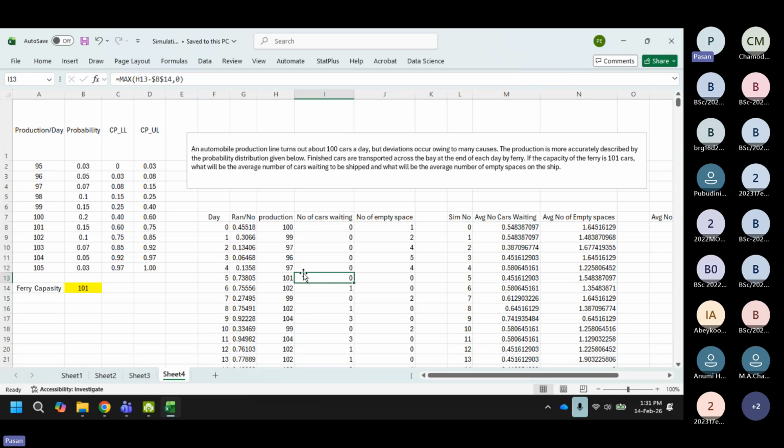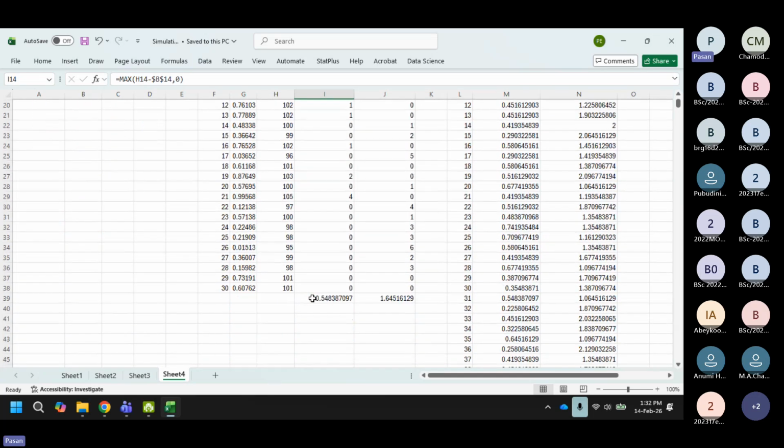So until that 101, nothing is waiting there, right? And if it is 102, then it's waiting one. So 104, it is waiting three. So we can take the difference between our production value and the maximum capacity 101, right? And if the difference is a negative number, we put zero, the maximum of the two, right? So that's how we get the zero there. And if the difference is a positive number, you get that number.